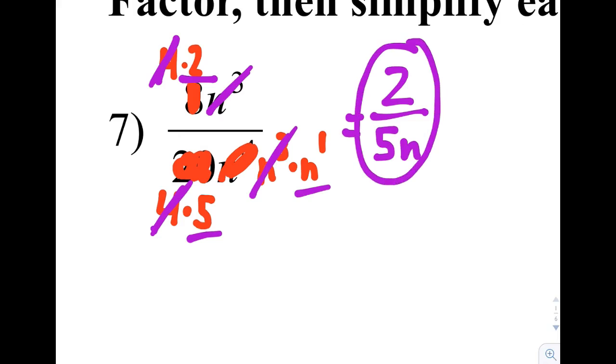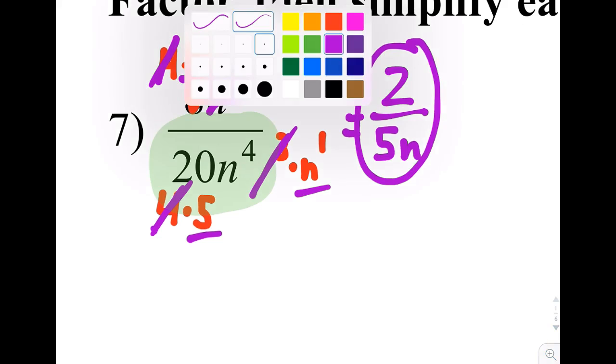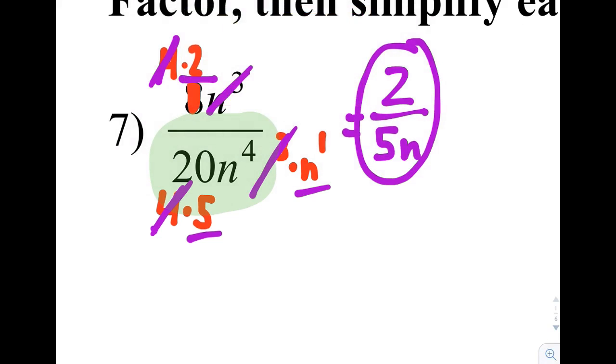That other part that says what are the excluded values says go back to the original fraction and ask what would happen if you took that denominator right there and set it equal to 0. What would you get? So for the excluded value, we take that 20n to the fourth and set it equal to 0. If our goal is to get n alone, we would divide by whatever number is being multiplied by n.